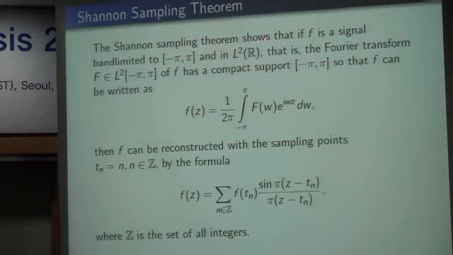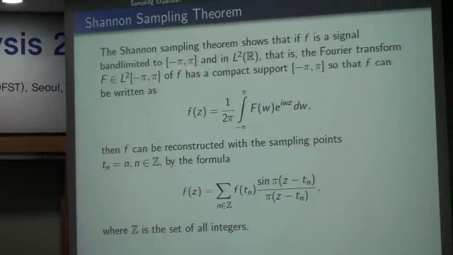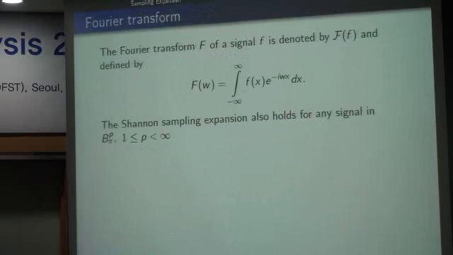Then the Shannon sampling theorem: if f is a signal band-limited to [-pi, pi] and is in L2, then this is the inverse Fourier transform, and f can be reconstructed from the sampling points, the set of integers, by this formula. This is the Shannon sampling theorem. And this is the Fourier transform. And then the Shannon sampling expansion holds for any signal in the Bernstein space with p greater than or equal to 1 and less than infinity. And if p is infinite, it does not hold. The Shannon sampling theorem does not hold.